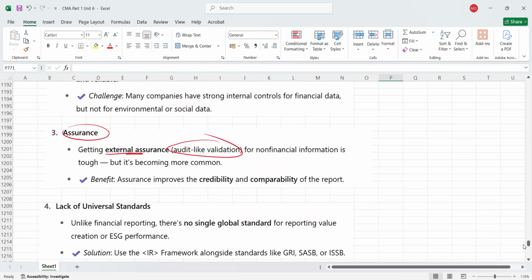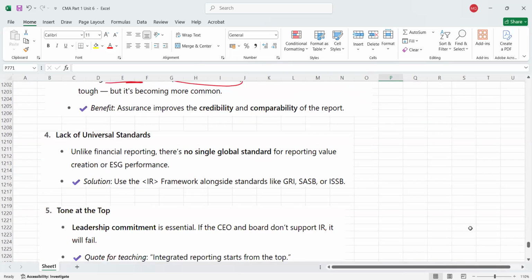But again, the question is that financial information is, you can say, verifiable, but non-financial information, because mostly it could be based on assumptions, etc., is very hard to verify, right? Then there is a lack of universal standards, because we definitely have different guidelines, but we don't have a specific standard to follow, right? We can just follow the guidelines.